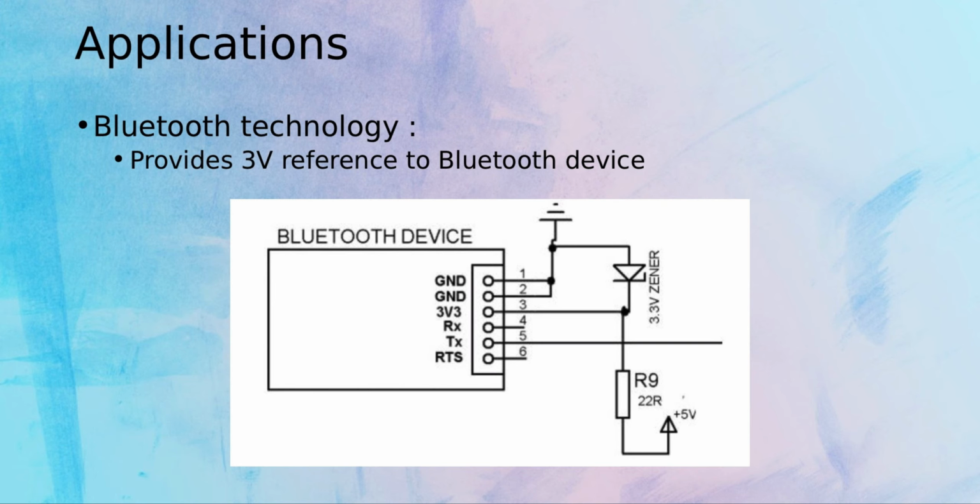Now let's see the applications of a Zener diode. We all know about the Bluetooth technology. In order to have Bluetooth possible, we need to provide 3 volts, and this is done by a Zener diode. So you have 6 terminals where you ground 2 terminals and provide a 3 volt reference to the Bluetooth device.